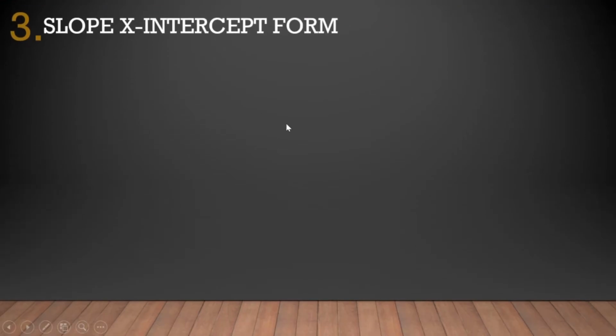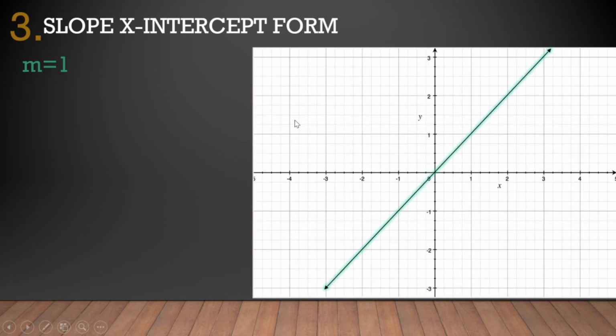Third is the slope and x-intercept form. This means how the equation of a line will look if you have been given the slope and the x-intercept rather than the y-intercept. See, if you have been given the slope of a line as 1, that line will look like this, because the coordinates are (1, 1), (2, 2), (3, 3), meaning the x coordinate equals the y coordinate. That means the equation is y = x. So if the slope is 1, the line will look like this.